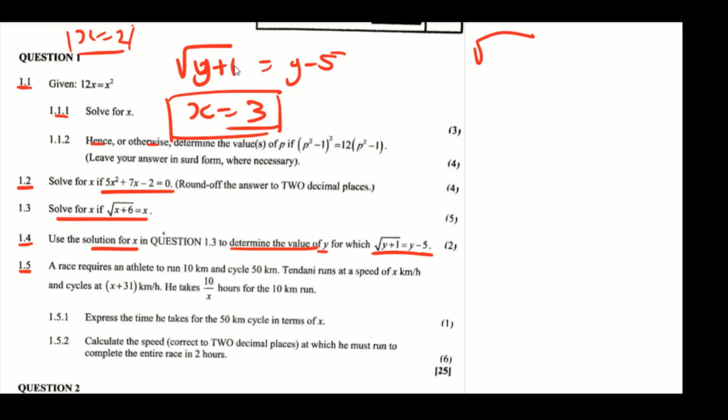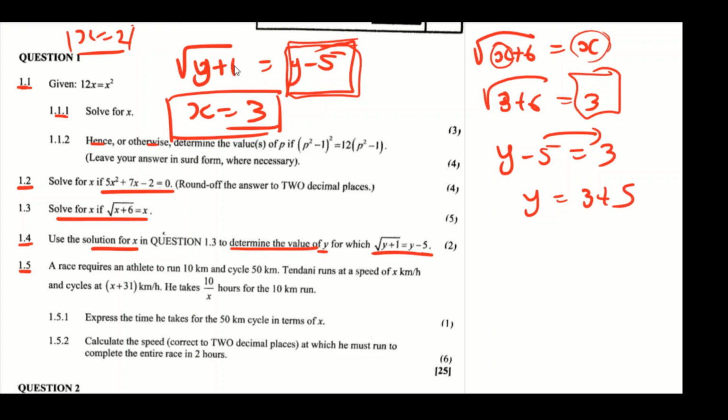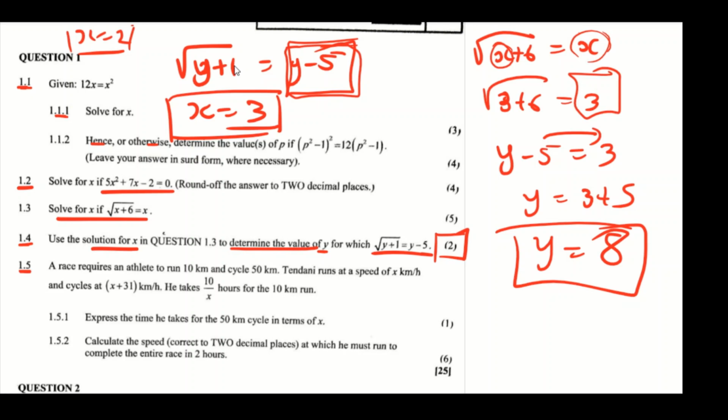What do we mean? We have the root of x plus 6 equals x, right? And we're saying x equals 3. So meaning here it's just going to be 3, and here it's going to be 3. So you have the root of 3 plus 6 equals 3. So meaning this is at the equal sign, right? So you're just going to say this here is equal to this, basically. So y minus 5 equals 3. Transpose this to the other side, you have y equals 3 plus 5. y equals 8. So that is your solution. Remember, this is 2 marks, by the way, so you don't have to do a lot of things. So this should give you your 2 marks.